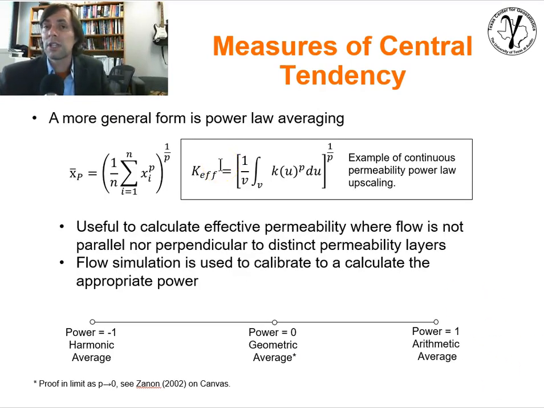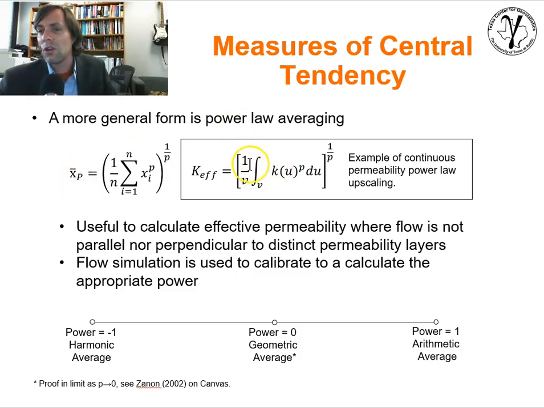So there's a more general type of description of this. It's the power law averaging of effective permeability. The concept is shown here of power law averaging. We have the data values, i equals 1 through n. We have what looks like an average, but it's raised to a power, and then the entire thing is taken to 1 over, or the inverse of, that power. That's how we're calculating the effective property.